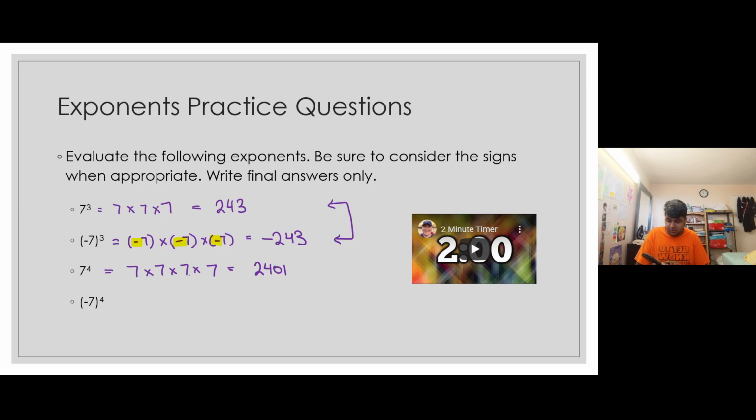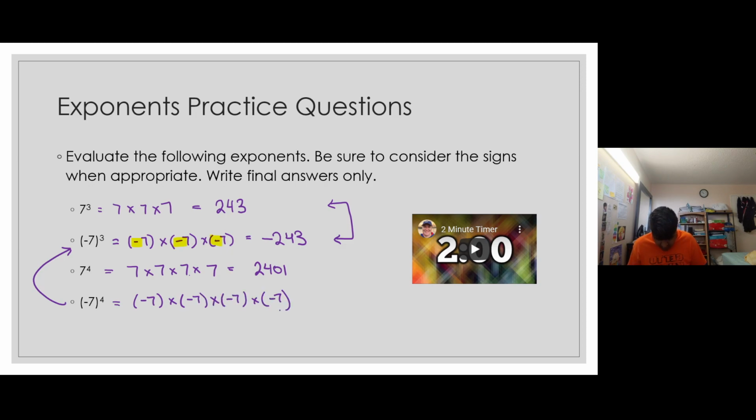You go ahead and you do 7 times 7 times 7 times 7, and you receive an answer of 2401. Okay? So that's pretty straightforward. For the next part, we do the same thing, and we use the same approach that we followed in this example right here, which is that we do minus 7 times minus 7 times minus 7 times minus 7.